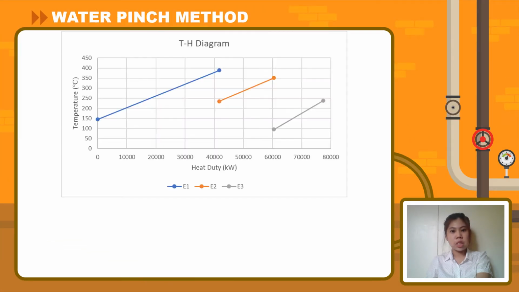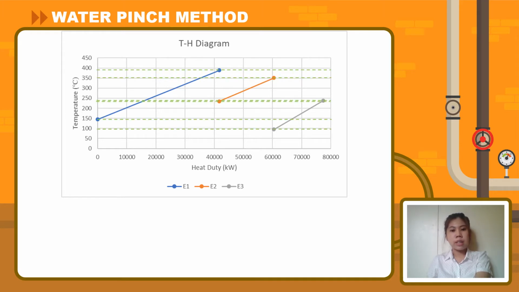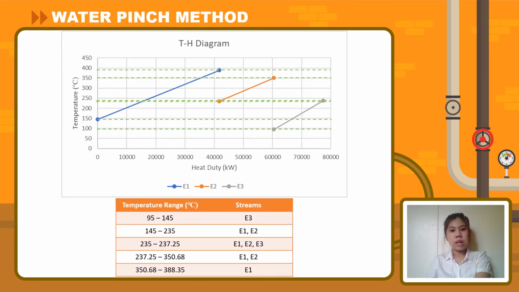The water pinch method is used to draw the composite curve of the coolers. First, the inlet and outlet temperature of each cooler is plotted against its heat duty as shown in this TH diagram. From this diagram, we can draw lines between each temperature interval. There are 6 intervals in total of different temperature range. From 95 to 145 degrees Celsius, only E3 is located at this interval, while E1 and E2 are located at the interval between 145 to 235 degrees Celsius, and the rest of streams in different temperature range is summarized in this table.